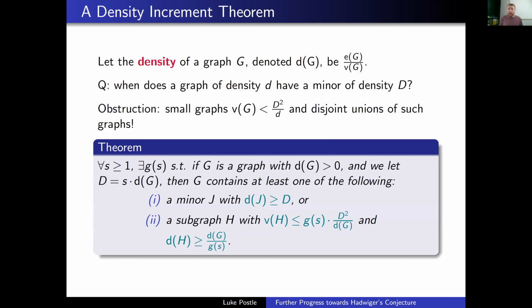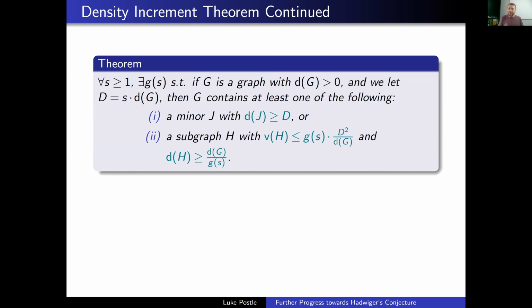So for every s at least one, there's some g(s). If your graph has at least some edges, so d is greater than 0, and you let big D be s times the density, then you get one of two outcomes. You either get a minor of the larger density, or you can find a subgraph H with vertices at most d squared over D, but times this g(s), and where the density is also pretty large, but by again dividing by g(s). So you should think of g(s) as an error term here. If g(s) was 1, this would be exactly what we want, but maybe we'll pay a little bit of an error term to get this. So an approximate reason why you can't get a denser minor is these dense small graphs.